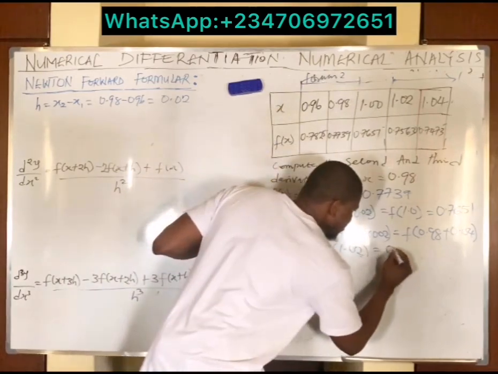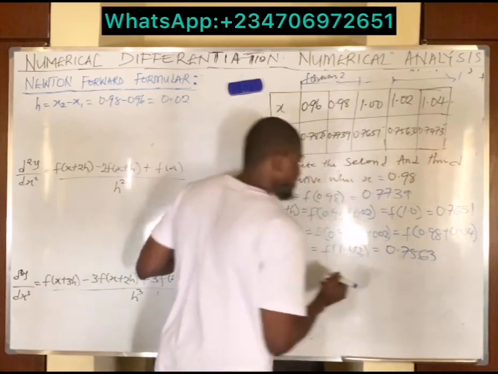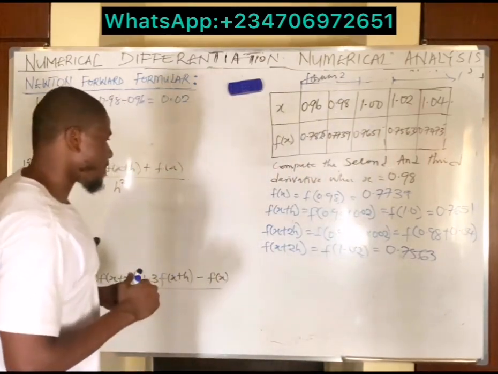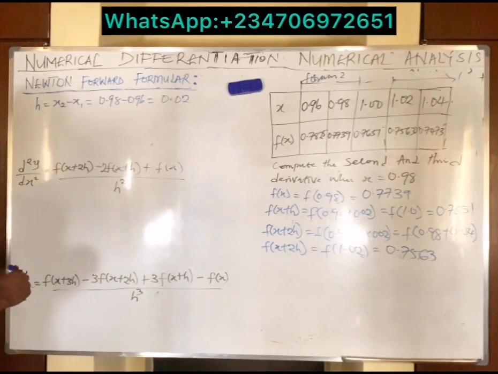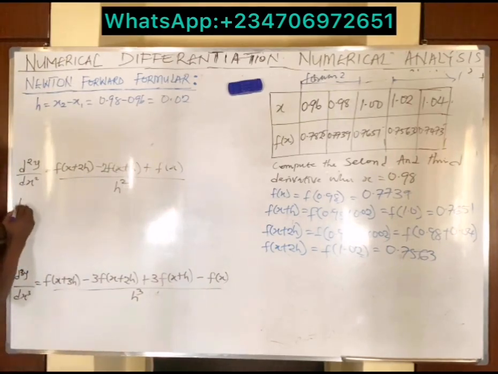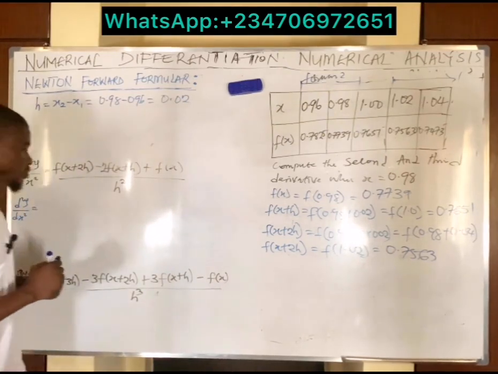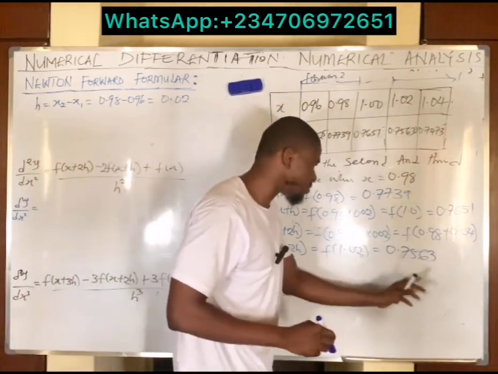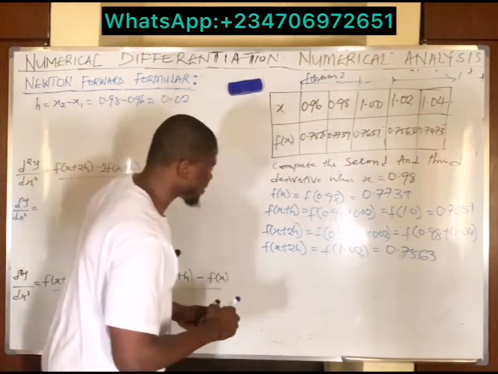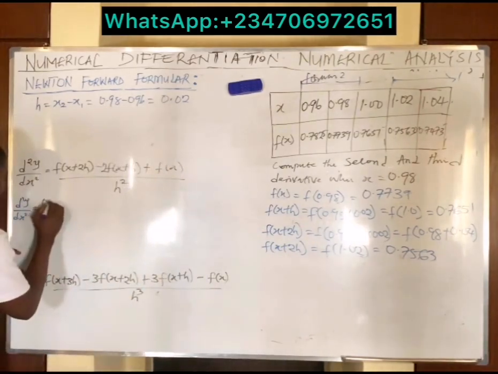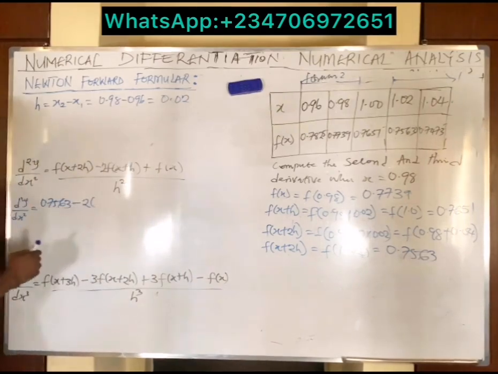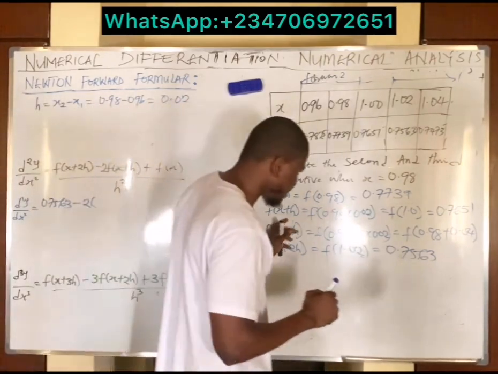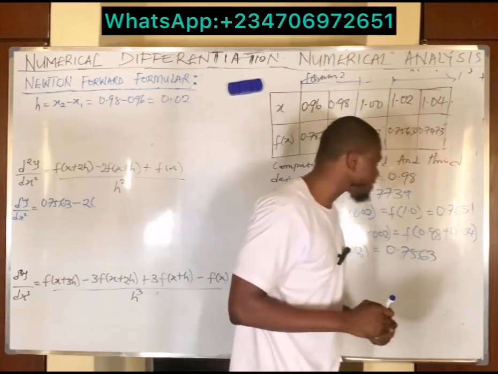So you have 0.7563 when x is 1.02. Okay, so we have everything all set and done. Let's now plug into the formula. The second derivative, d squared y over dx squared, is going to be equal to f of x plus 2h, which gave us 0.7563, minus 2 times f of x plus h, and f of x plus h simply gave us 0.7651.